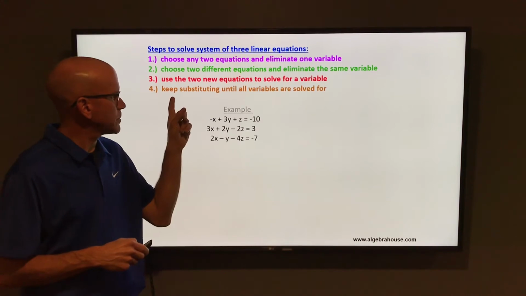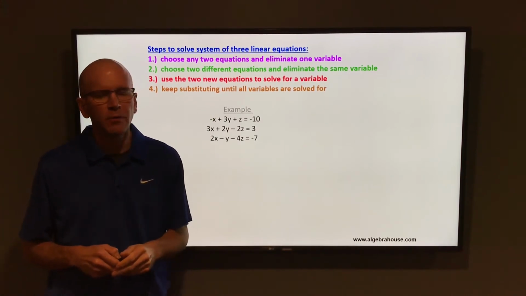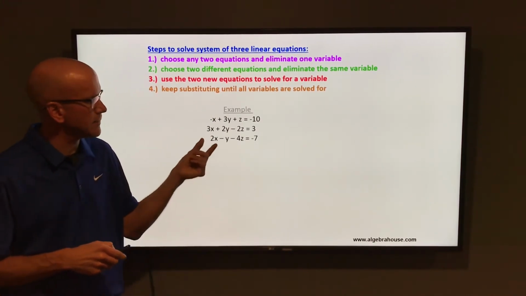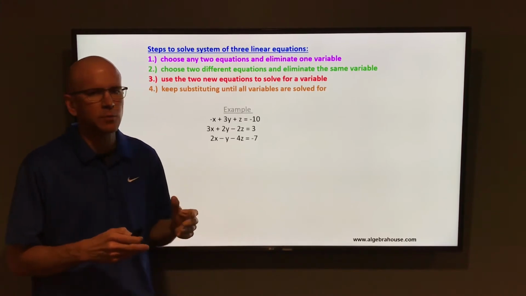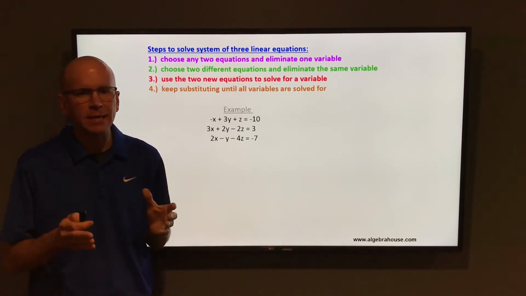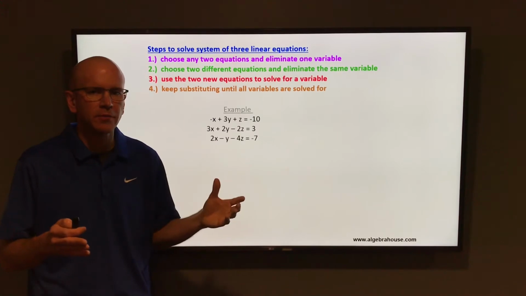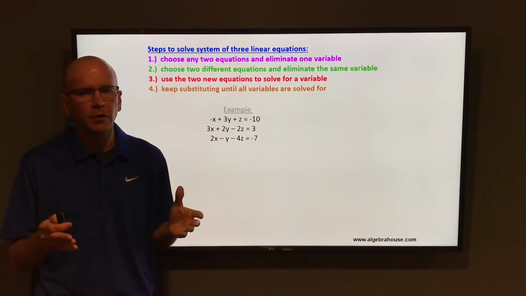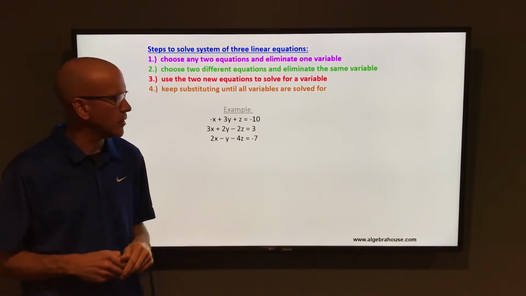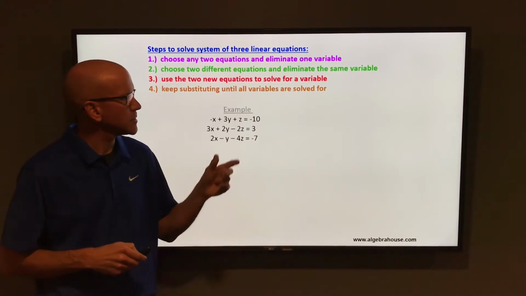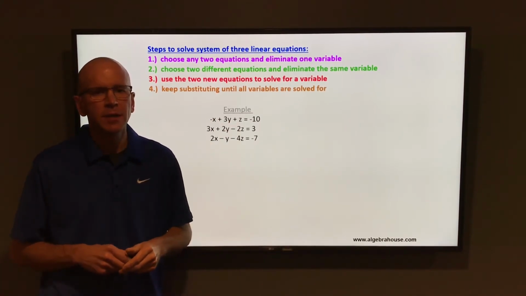The fourth step is to keep substituting in until all the variables are solved for. As soon as you get the value of one of the variables, either x, y, or z, that's a key that's going to unlock the door to all the other variables. Once you know the value of one variable, you can find the value of all the other variables. Those are the steps to solve a system of three equations in three variables.